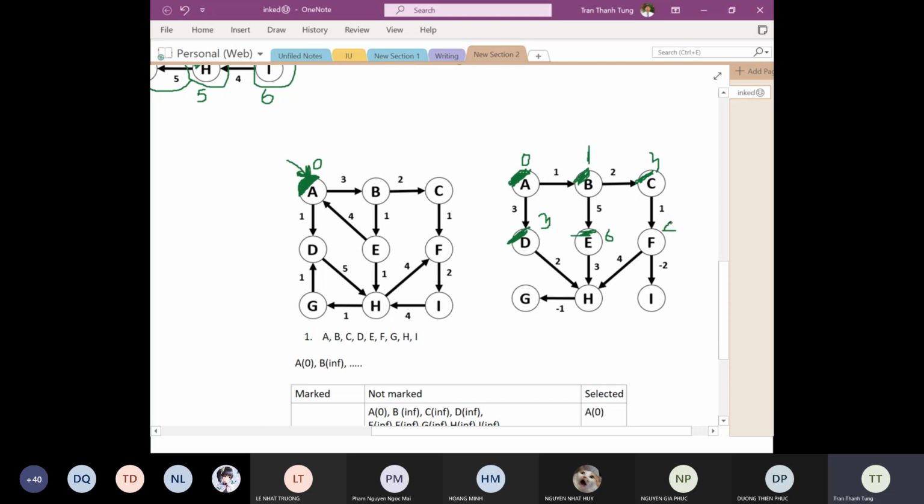And now, after we consider all of them, we have 2 ways. We can consider this one first, or this one, whatever we want. So this one we have 2, and this one we have 4 paths that go to H. So 3 plus 2 is 5, this is 9, this is 8. So we take this one, and we put 5.